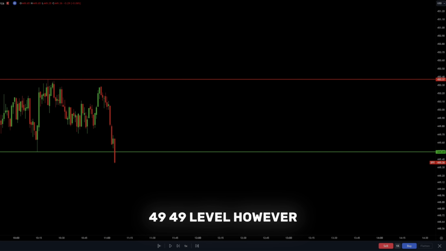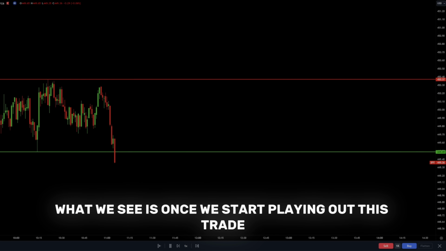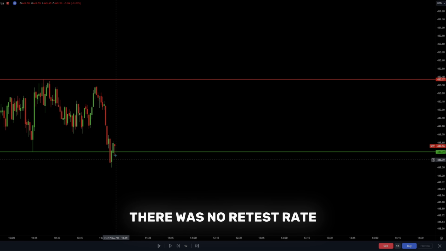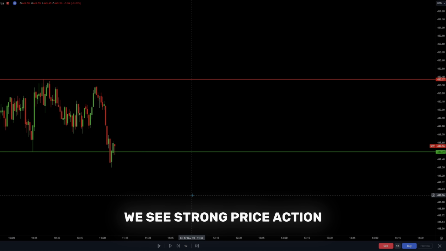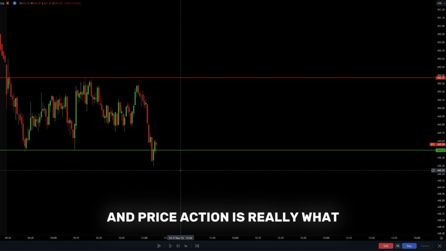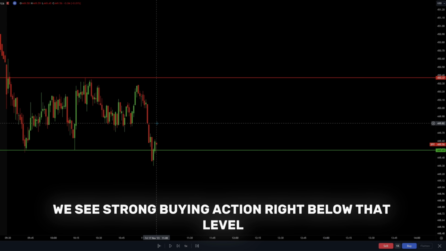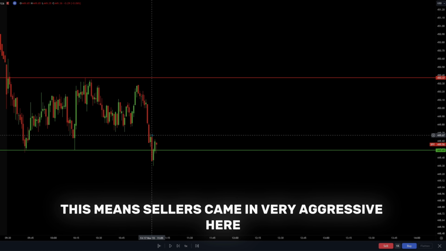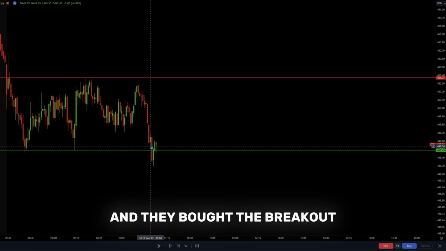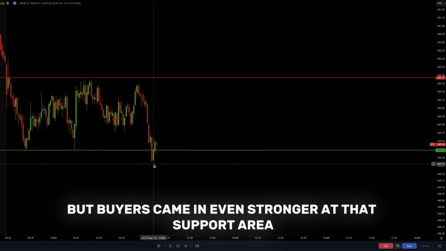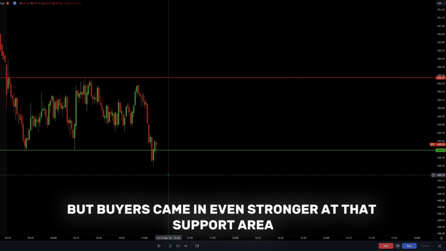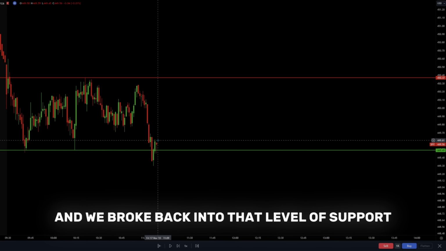However, in this example, what we see is, once we start playing out this trade, there was no retest, right? We see strong price action, and price action is really what shows you what's going to happen on the chart. We see strong buying action right below that level. What does this mean? This means sellers came in very aggressive here and sold the breakout, but buyers came in even stronger at that support area, and we broke back into that level of support.